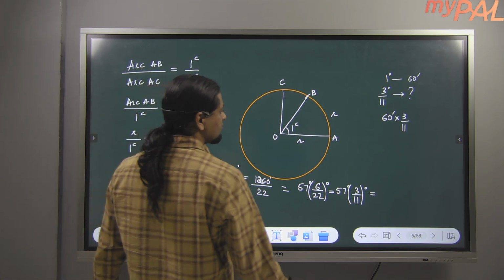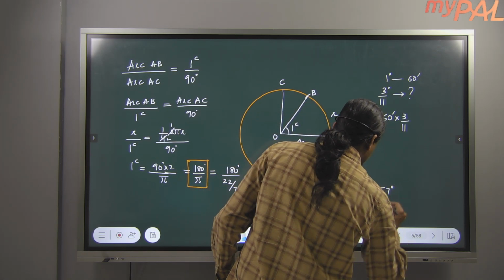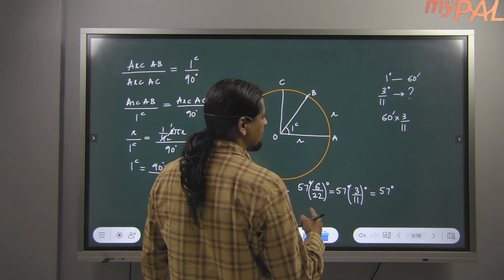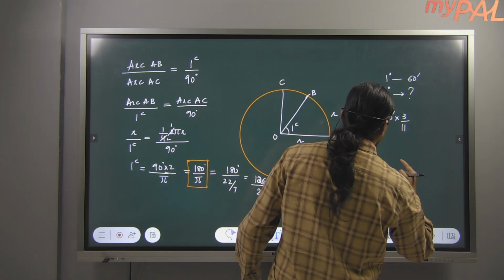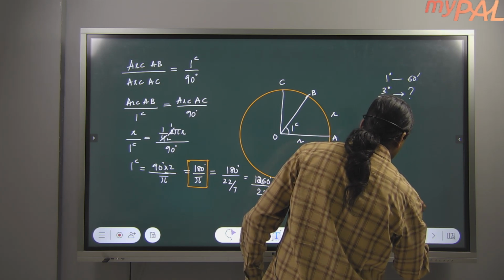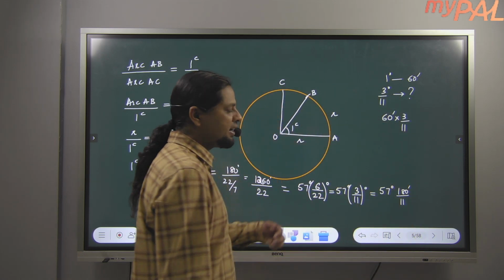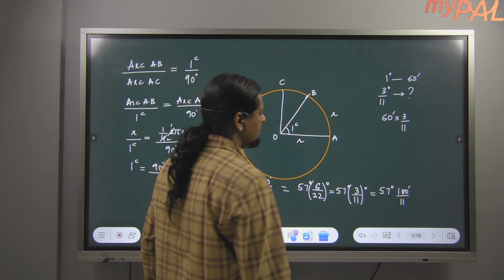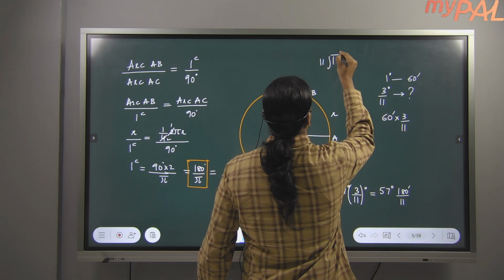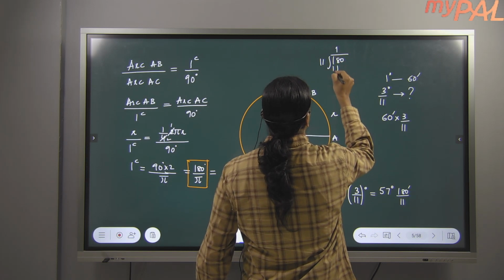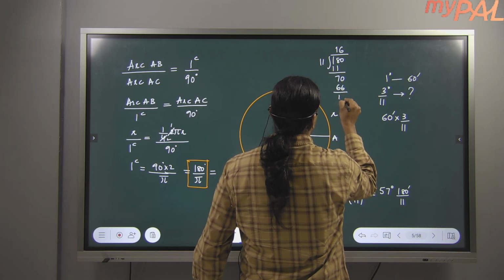Which is going to be equal to 57 degrees. I've converted into minutes. So how many minutes? It is going to be 60 into 3, which is 180 minutes divided by 11. This 180 by 11 I should write as a mixed fraction. Let me check. 11 goes once, 11. What is left, 70. It goes 6 times, 66, and 4 is remaining.